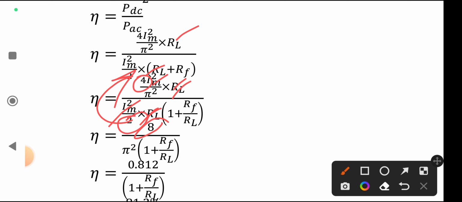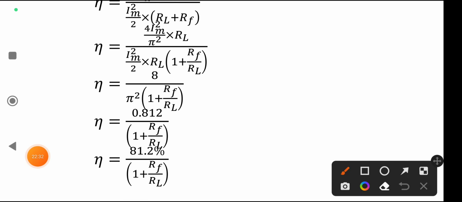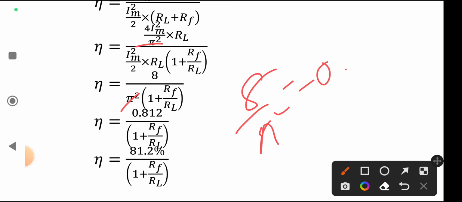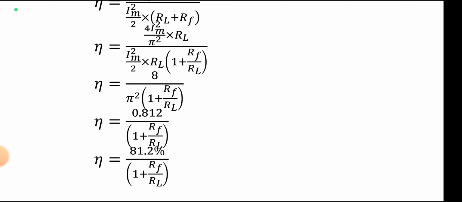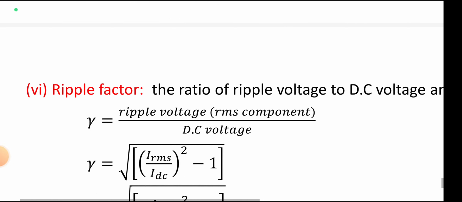Am I right? So if you do the calculation, you get 8 by pi square, as it is. And the 8 by pi square term, you know its value is 0.812. So it is written here, right? And in terms of percentage, we simply write it like this: 81.2% divided by 1 plus RF by RL. It is the efficiency.